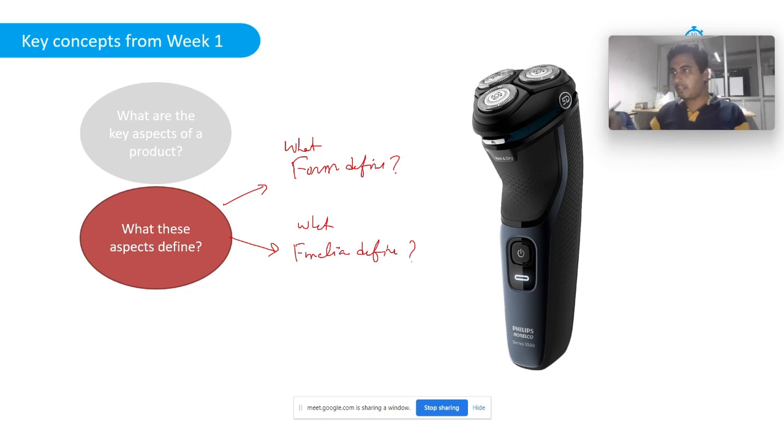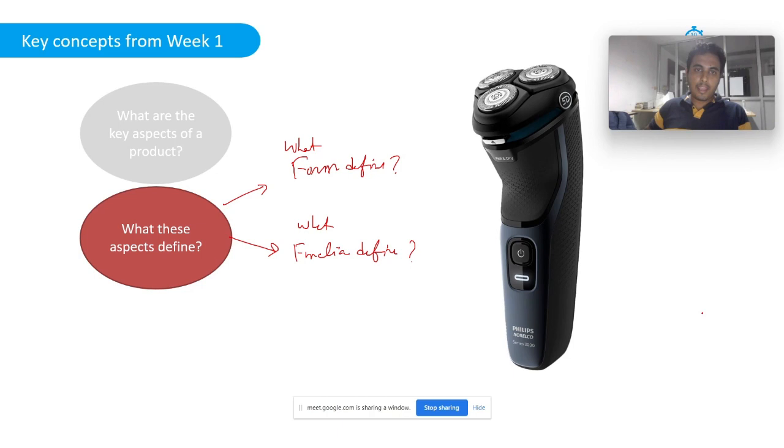Okay, Madhusudan wrote that function is how a product is supposed to work, and he said form is how a product is able to do that function. You are correct, but when you are defining these terms, you need to be more precise.